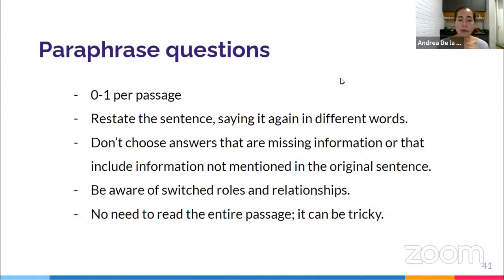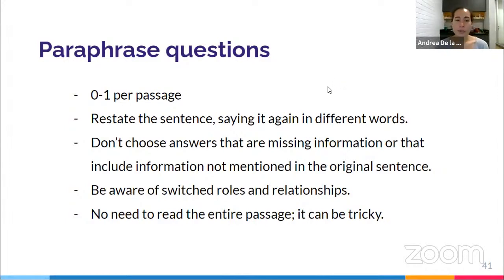Maybe the order is switched. Maybe in the original sentence you have subject, object, and verb, and in your answer choices you have, let's say, object, subject, and verb. So maybe the order of the sentence is different. The words are very likely gonna be different as well. They're gonna be using synonyms in the answer choices. But what you need to keep in mind is that the main idea of the original sentence should be kept. That is the only thing that you have to focus on, okay?